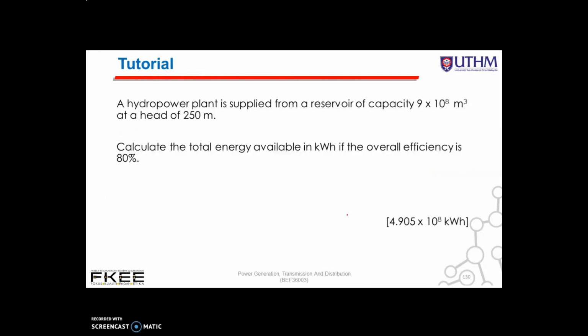Okay. So next, this one is a tutorial. A hydropower plant is supplied from a reservoir of a capacity of 9 times 10 to the power of 8 meter cube at a head of 250 meters. So you have to calculate the total energy available in kilowatt hour if the overall efficiency is 80%. So this is the solution. The total energy is 4.905 times 10 to the power of 8 kilowatt hour. So we try to answer this tutorial.